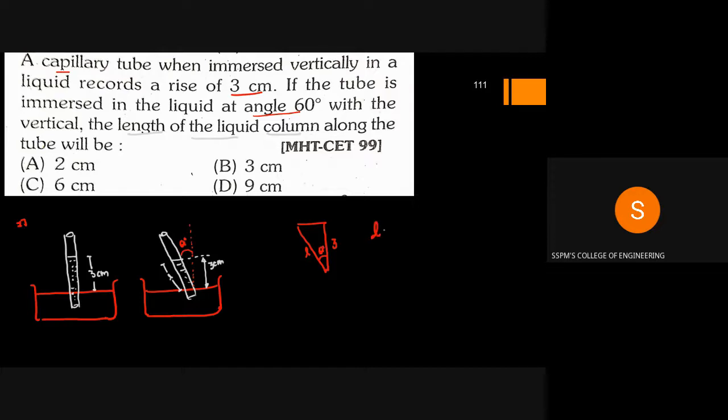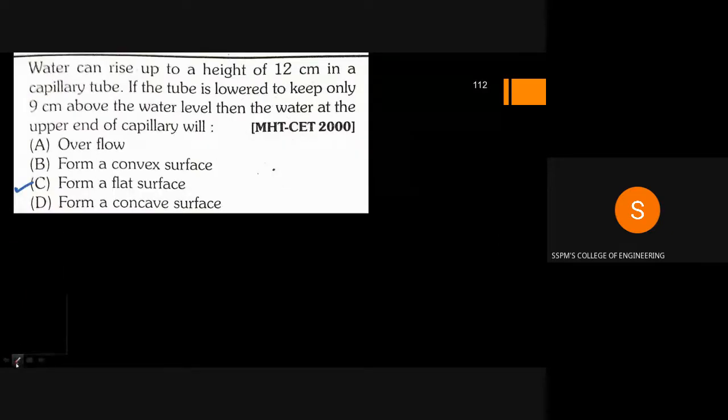So here L cos 60, that is L cos theta, this is equal to 3. Okay, so L is equal to 3 upon cos theta, that is a cos 60, and cos 60 is 1 by 2. So 3 upon 1 by 2. So this is equal to 6 centimeter. Okay, so length of the liquid along the tube, it will increase in the inclined condition, but vertical rise of the liquid, it will remain same. So correct answer is option C.